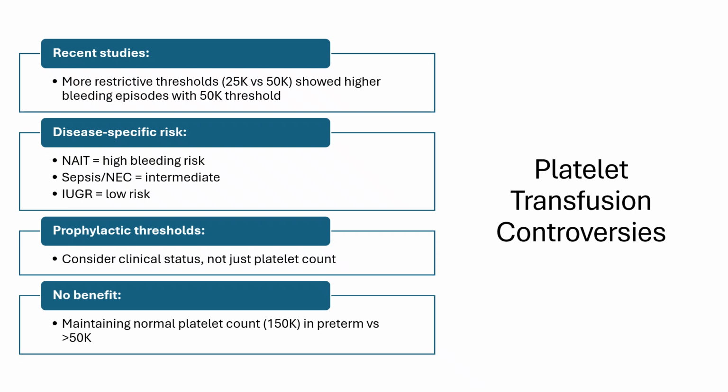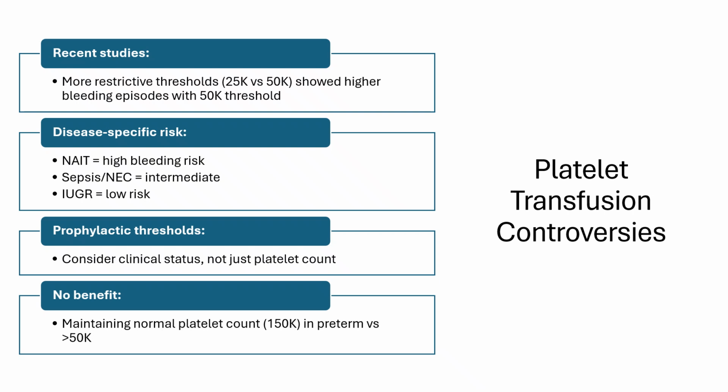Disease-specific risk stratification reveals important nuances. Neonatal alloimmune thrombocytopenia carries high bleeding risk, requiring aggressive management, while sepsis-related thrombocytopenia shows different risk profiles. The concept of prophylactic thresholds has been questioned, as observational studies demonstrate poor correlation between platelet count severity and actual bleeding episodes. Perhaps most striking is evidence showing no benefit from maintaining normal platelet counts.